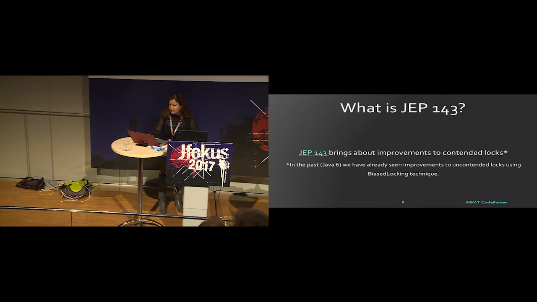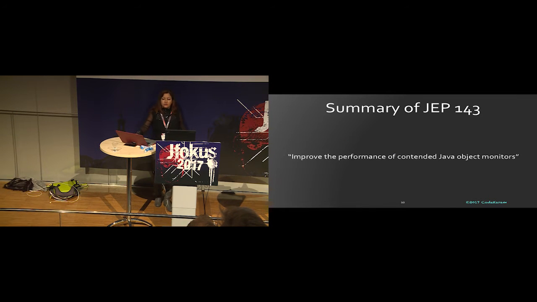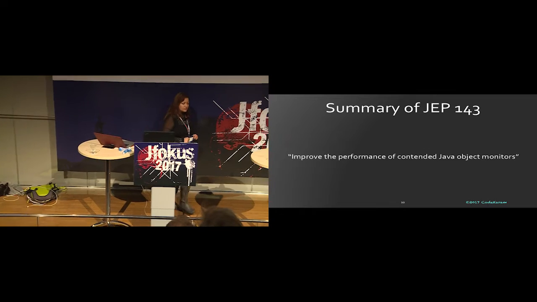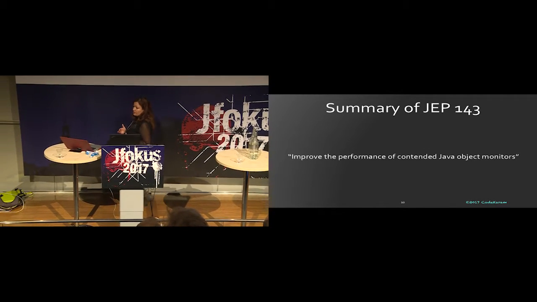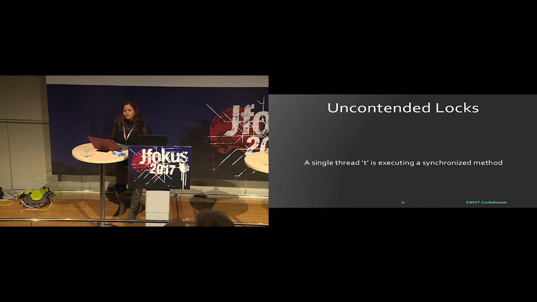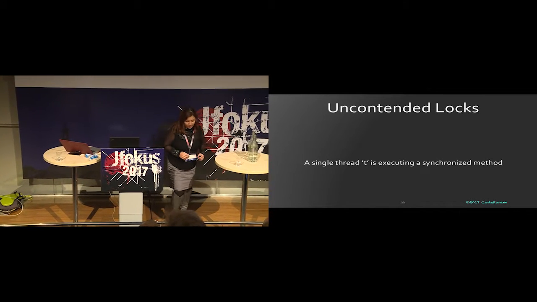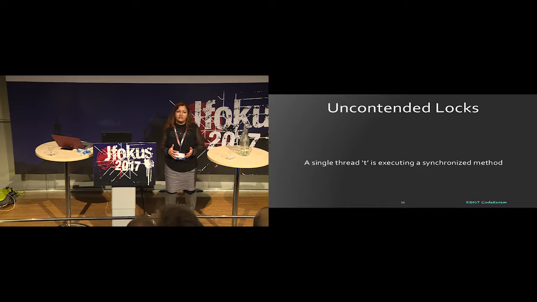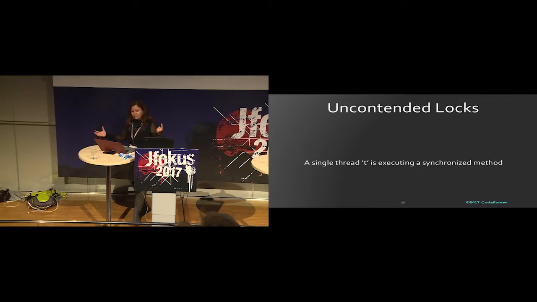And what does that mean? That's where we talk about the problem statement. So let's build a problem statement. The summary of JEP 143 mentions that we're going to improve the performance of contended Java object monitors, okay? Contended being the key here. So what does contention mean? You have a synchronized method, and a single thread T is executing it, right? Everybody's happy.